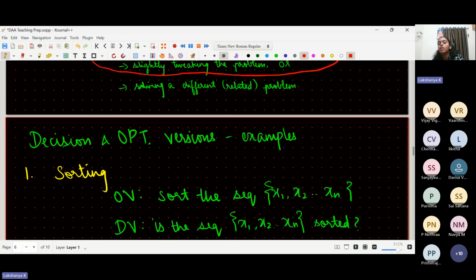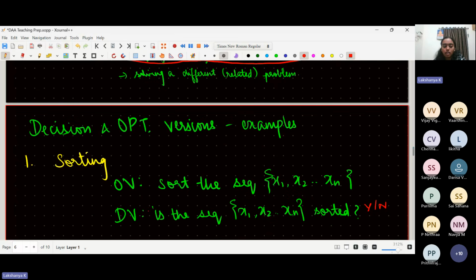Decision version is you give it a sequence and you ask, is this sorted? So this will tell you, yes, it is sorted or no. So it's easier to check whether a sequence is sorted, right? You can do it in one traversal, O of n. Whereas for this one, the most effective comparison based sort I can think of is merge sort, and there it will take me n log n. So the decision version is easier here.